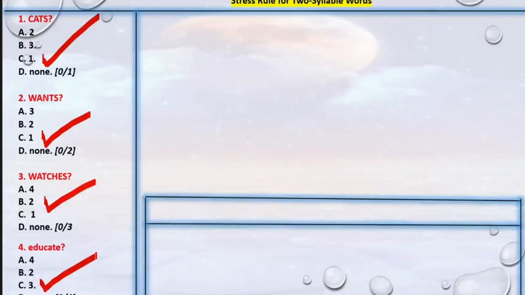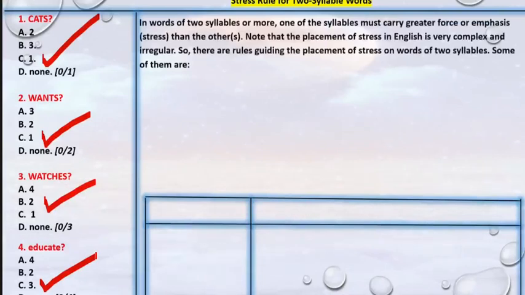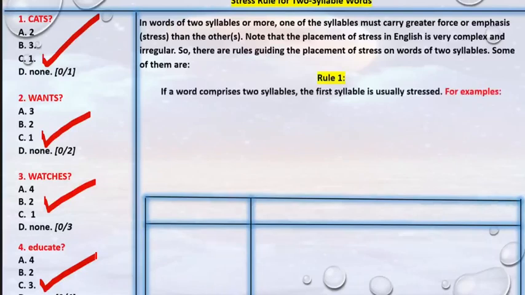Now, having reminded ourselves of the syllables here, let's quickly take a look at this lesson proper. We're looking at the stress rule for 2-syllable words. It's important to note that words of 2 syllables or more will always carry stress, and stress, like we know, is the greater force used in the pronunciation of a particular syllable. Note that the placement of stress is a very complex one, and of course it is irregular in English.